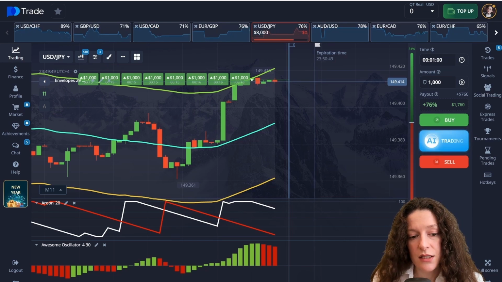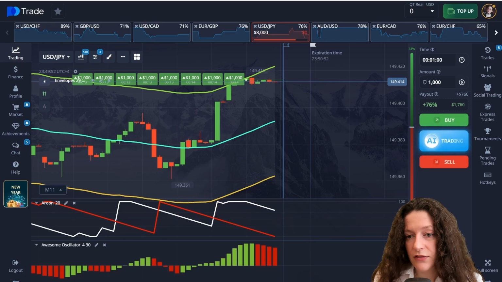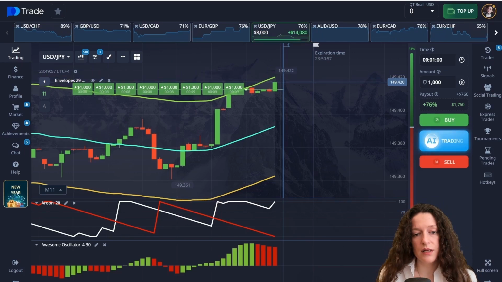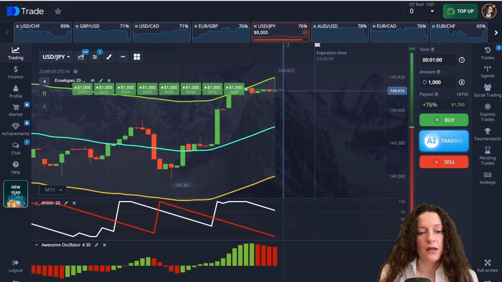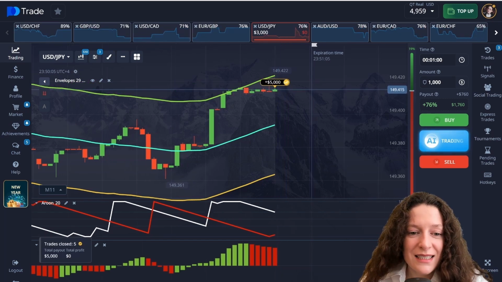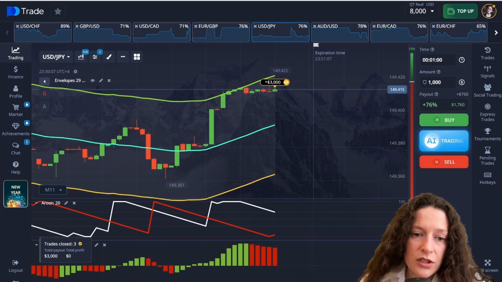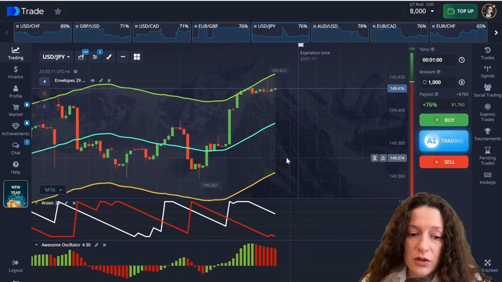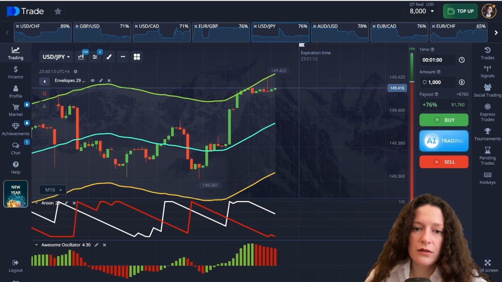In such cases, the indicators react faster to current trends and they provide me with more accurate signals. Unfortunately I didn't win here, but as you can see I got my money back, so it happens. It's good.